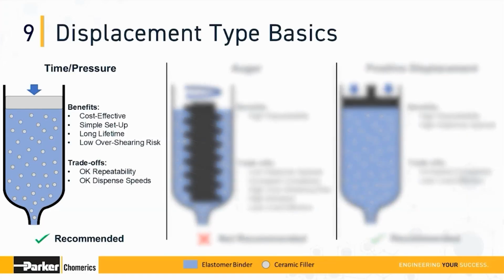In a time pressure or pneumatic system, as shown on the left, air pressure is used to apply force to the thermal interface material, allowing the viscoelastic material to flow. Time pressure systems are the most cost-effective option and are ideal for prototyping or evaluating thermal materials. They are easy to set up, operate effectively over long periods of time, and pose minimal risk to altering the properties of the thermal gel during dispensing. However, they do have trade-offs, including higher process variation and moderate dispense speeds when compared to other mechanisms.